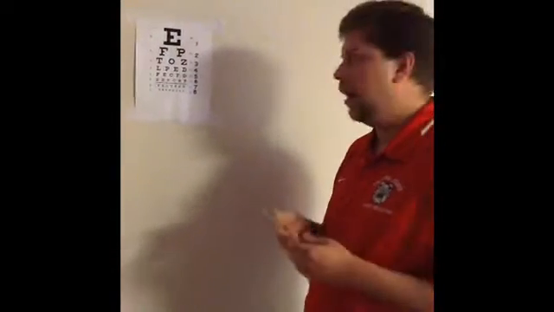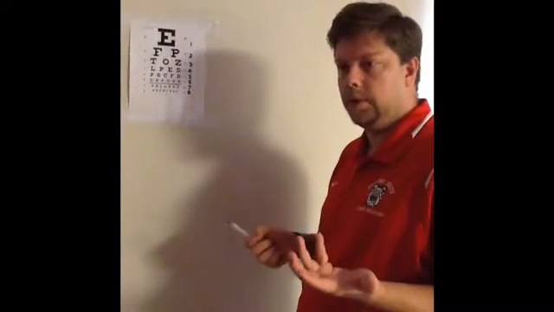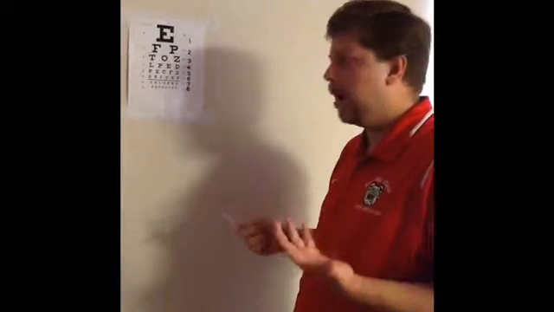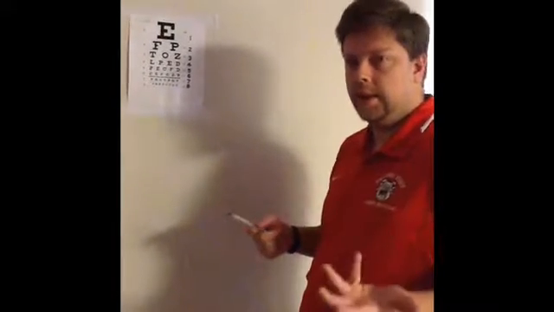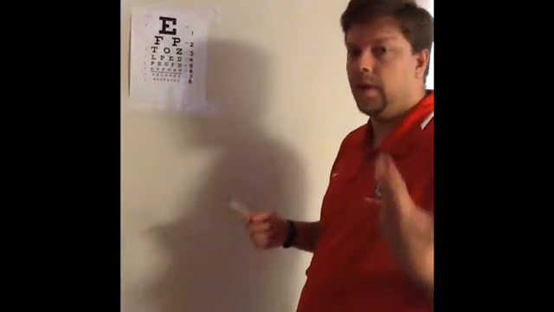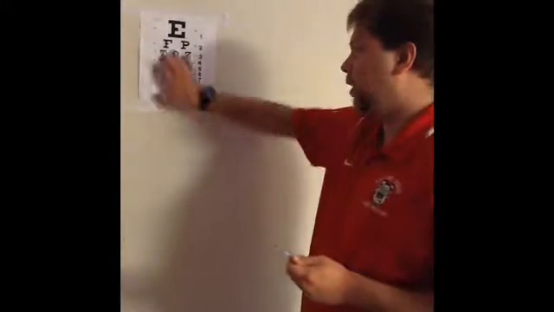We're testing if they have emmetropia, which is 20/20 vision, myopia, which is nearsightedness, and then hypermetropia, which is farsightedness. And that's what these fractions represent.